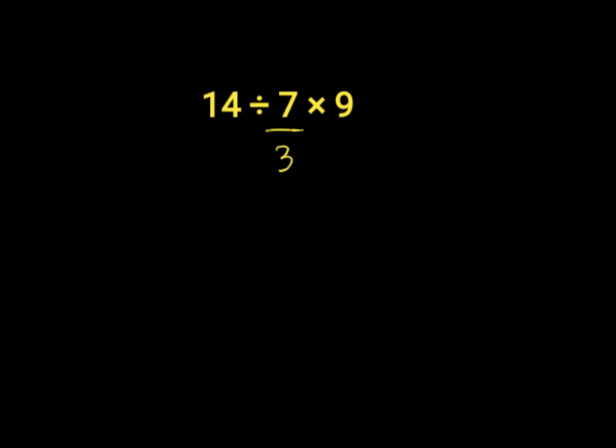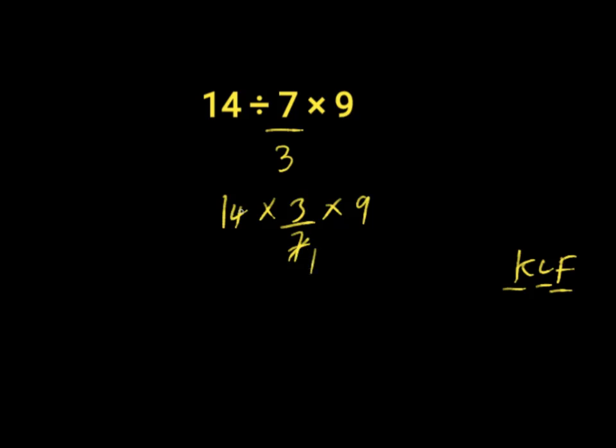First of all, we are going to work with 14 divided by 7 over 3 using KCF. K stands for keep, C stands for change, and F stands for flip. We are going to keep 14, change division to multiplication, then flip 7 over 3 to 3 over 7, then multiply by 9. Now we are going to simplify.